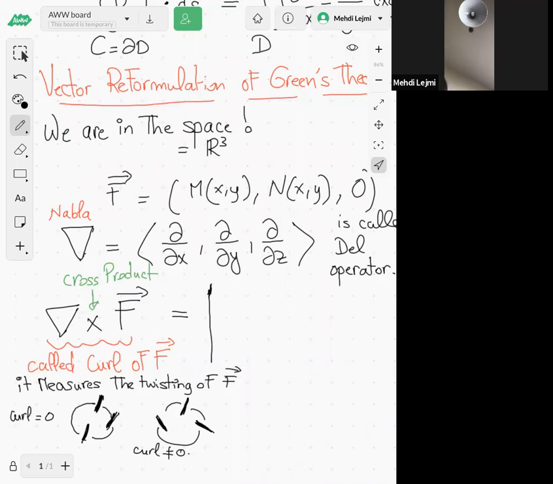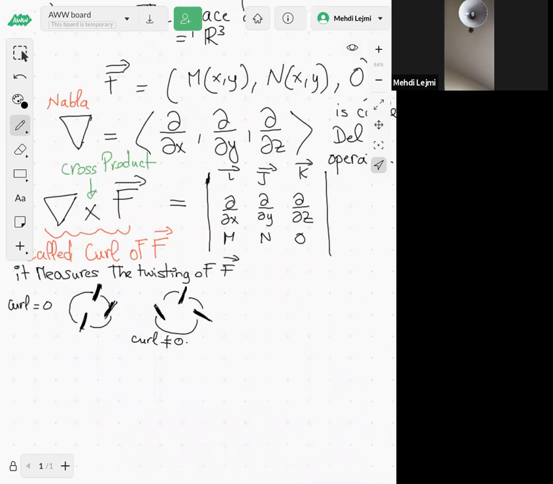So this is given by the matrix. We have i, j, k in the first row. In the second row, we're going to have nabla, so partial x, partial y, partial z, and in the third row, we're going to have f. So that's M, this is N, and this is 0. Of course, i is just the vector 1, 0, 0, j is the vector 0, 1, 0, and k is, of course, 0, 0, 1, right?